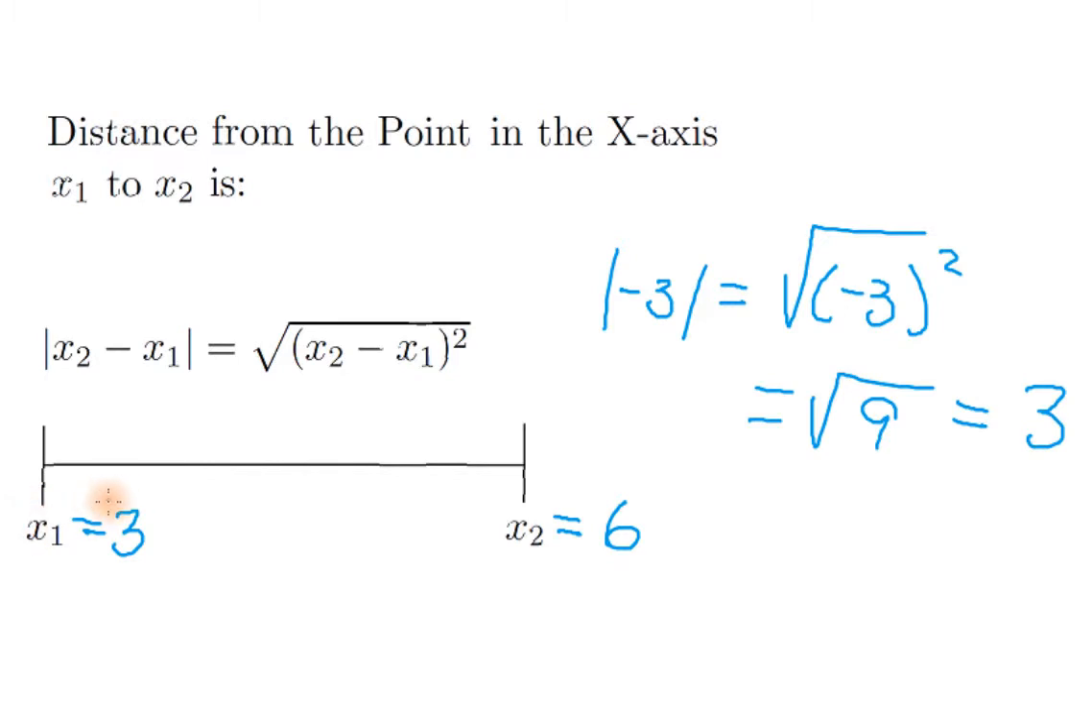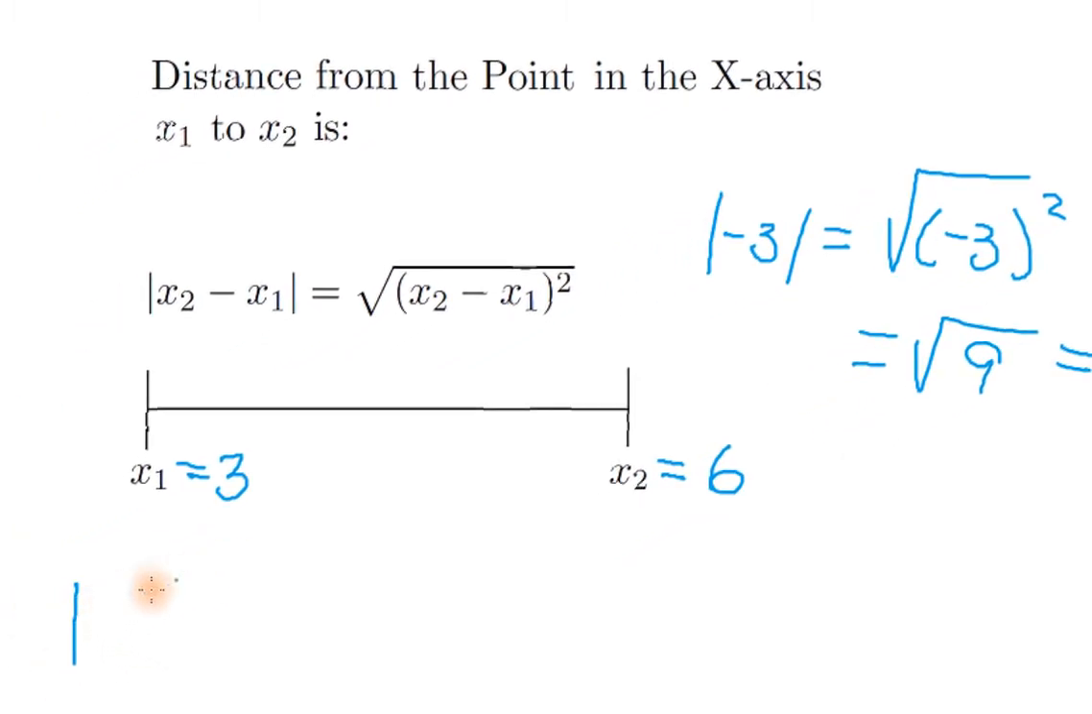Now, like I said, let's choose x1 equals 3 and x2 equals 6. To find the distance, we say, well, x2 minus x1, 6 minus 3. And what's 6 minus 3? Well, it's just 3. And what is the absolute value of 3? Well, it's just 3, okay? Now, this is very important because from here, I'm going to construct the distance formula. But for now, let's just stick with the basics, which is the distance between points in the x-axis.